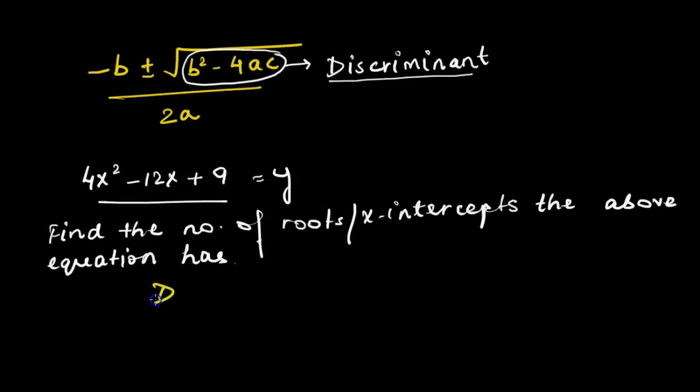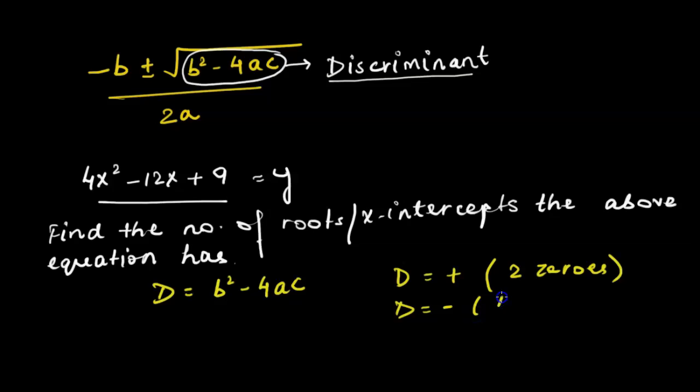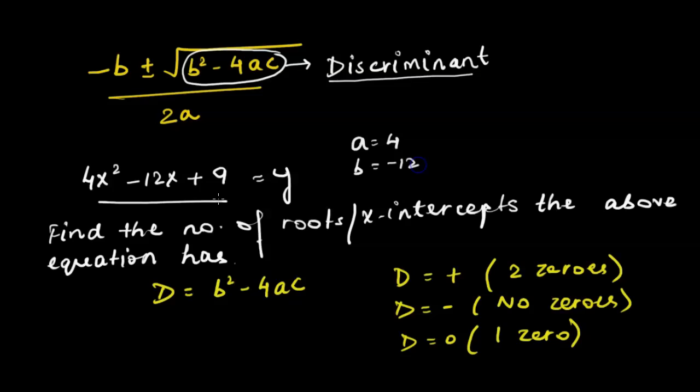We know the discriminant of the parabola is represented with the equation b square minus 4ac. If the discriminant value is positive, we would have two answers, or two zeros for the given parabola. If the discriminant value is negative, we would have no zeros for the given parabola. And if the discriminant value is 0, we would have 1 zero for the given parabola. Now in this particular example, we know a is equal to 4, b is equal to negative 12, and c is equal to 9. So we would sub in the values of a, b, and c.